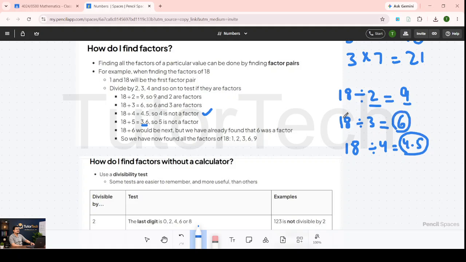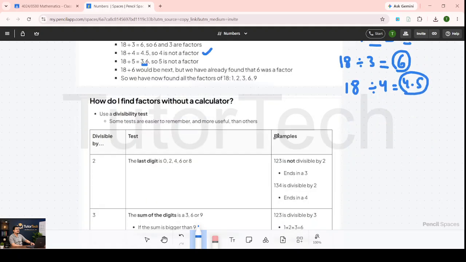So we find out that the factor pairs of 18 are 1 and 18, 2 and 9, 3 and 6. So we have now found all the factors of 18, which are 1, 2, 3, 6, 9, and 18. So this was very easy.